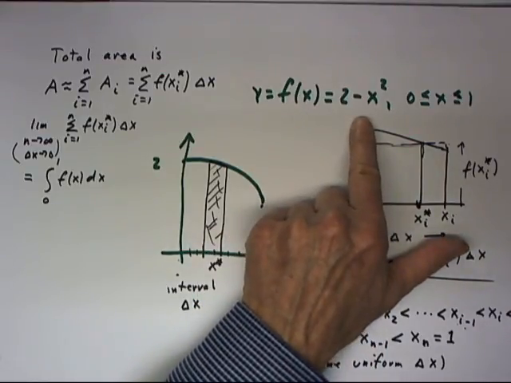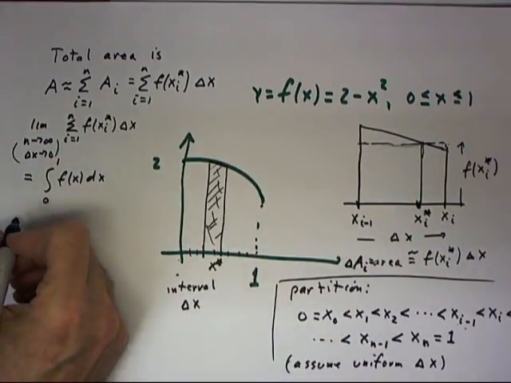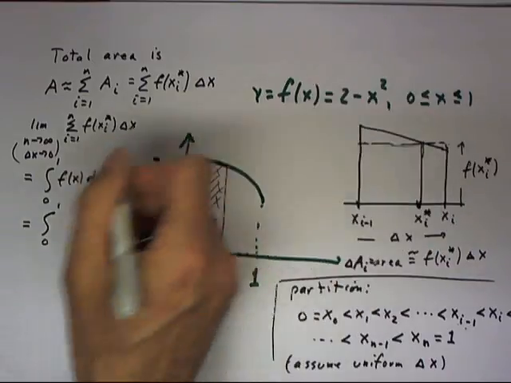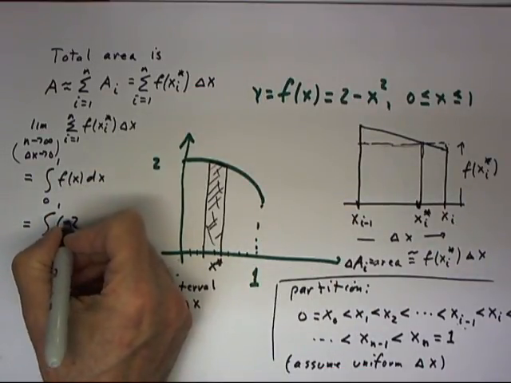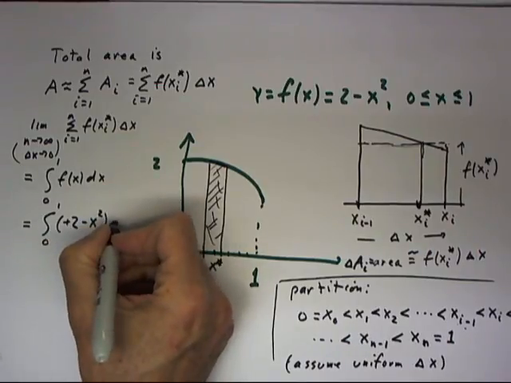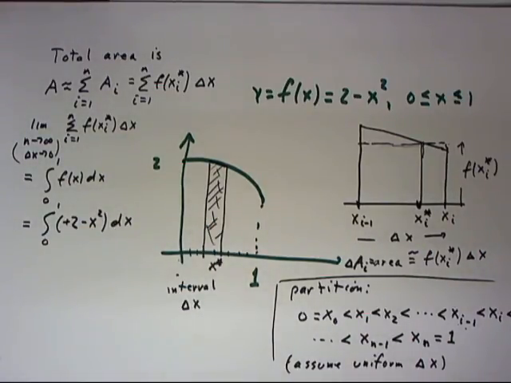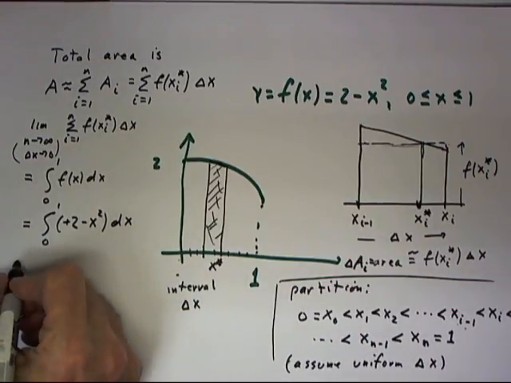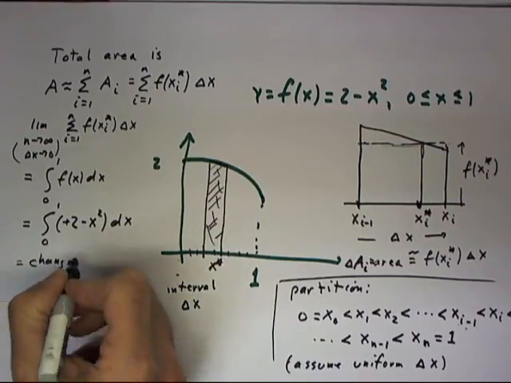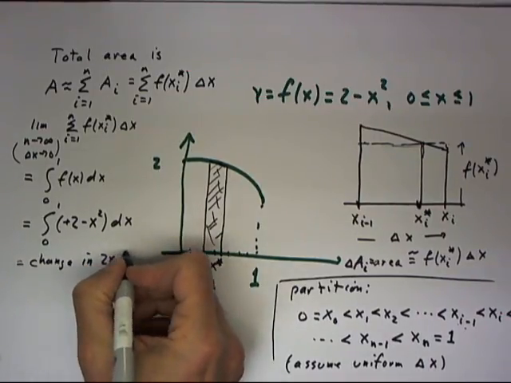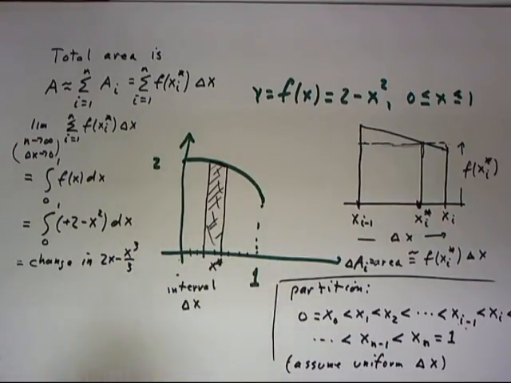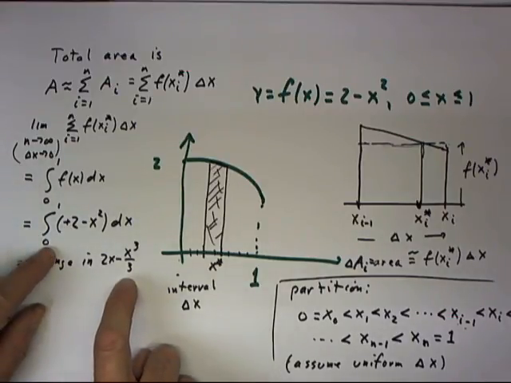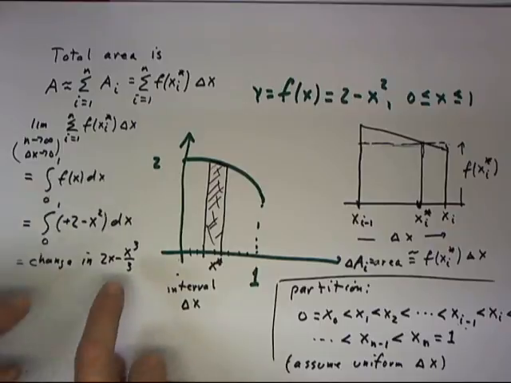Our specific function is 2 minus x squared, so in this case we're integrating from 0 to 1 the f of x, which is 2 minus x squared, dx. Now, an antiderivative of 2 minus x squared is 2x minus x cubed over 3. This integral is the change in the value of the antiderivative function from x equals 0 to x equals 1.